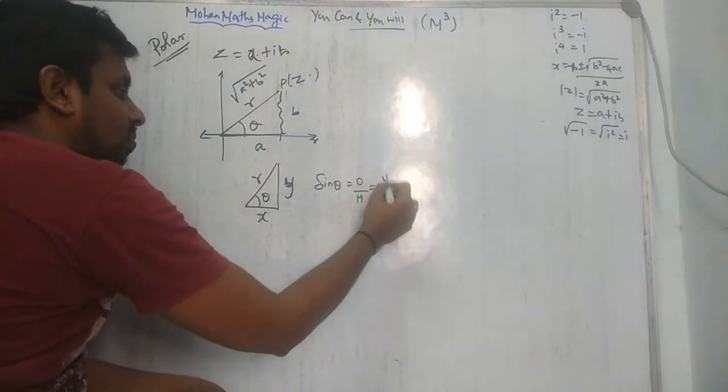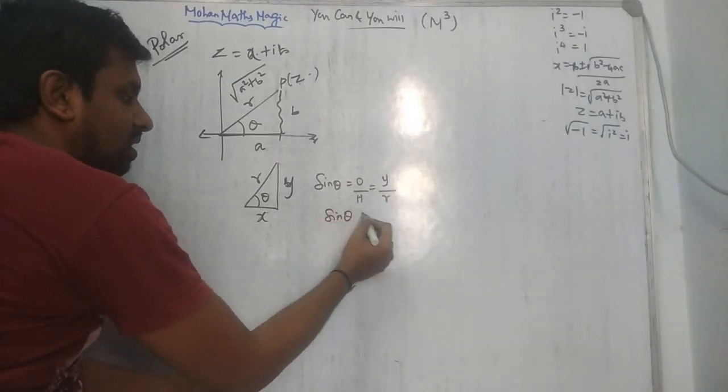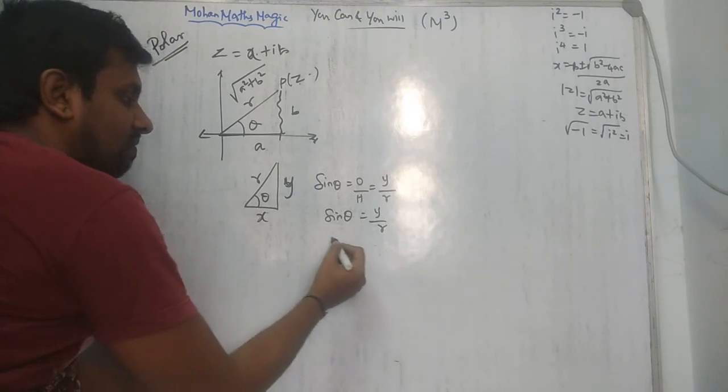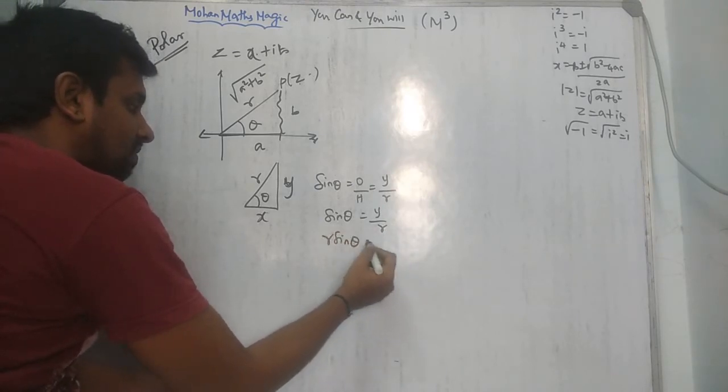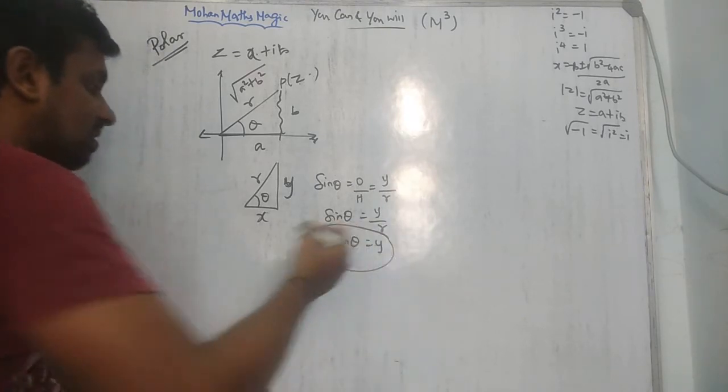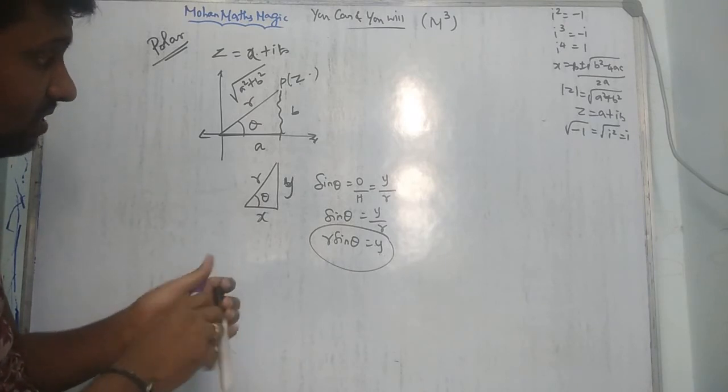Opposite by hypotenuse y. அப்பனா sin theta equal to y upon r. அப்போ y equal to என்ன வரும்? r sin theta equal to என்னது? y. முக்கியமான ரிசல்ட். Next, இதே டயக்ராம்ல cos theta அப்ளை பண்ணு.